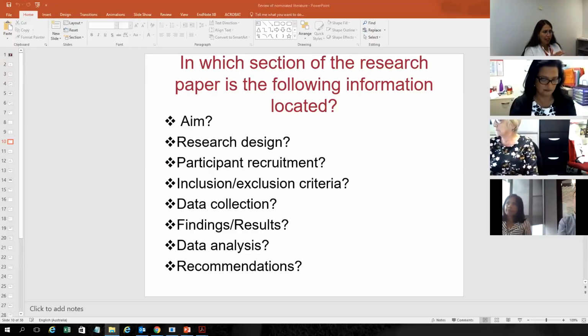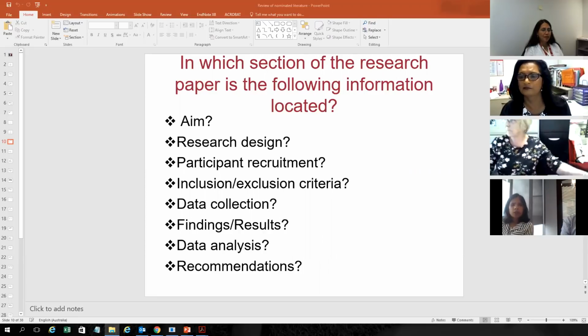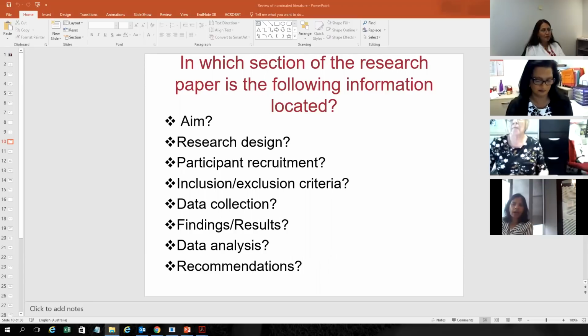We have two different answers. We have results, findings, and conclusion. Which is the right answer, Shija? Could you please highlight? You may not have a straight answer to this. Mostly it's not in the findings. It will either be in the discussion or in the conclusion. So you generally don't find the recommendations under the heading of results or findings.